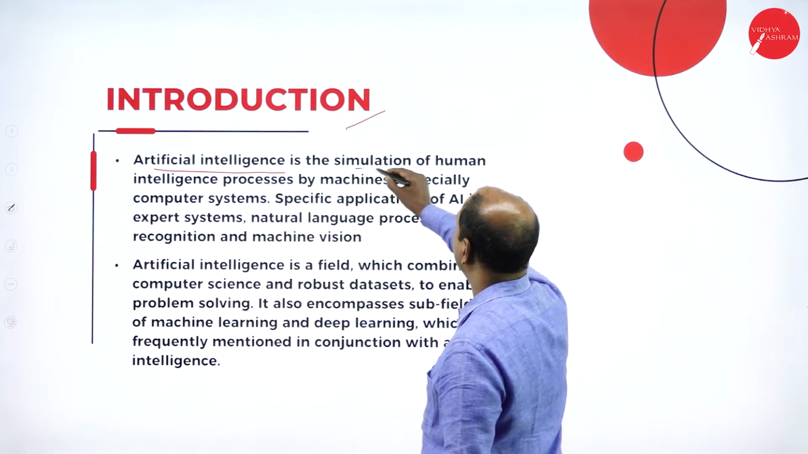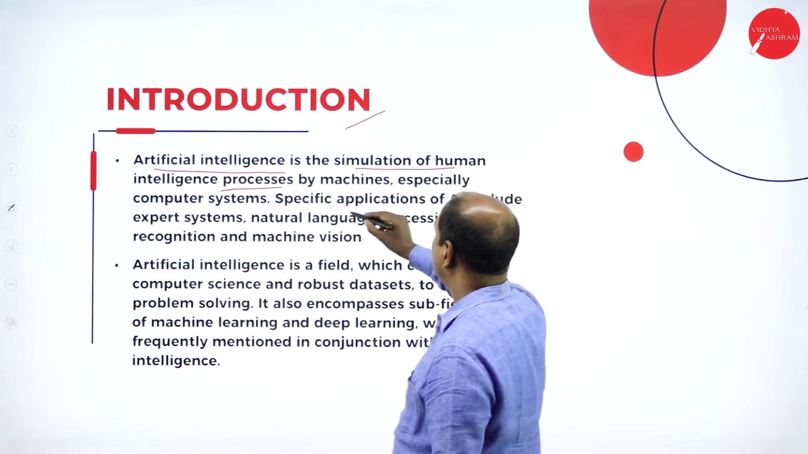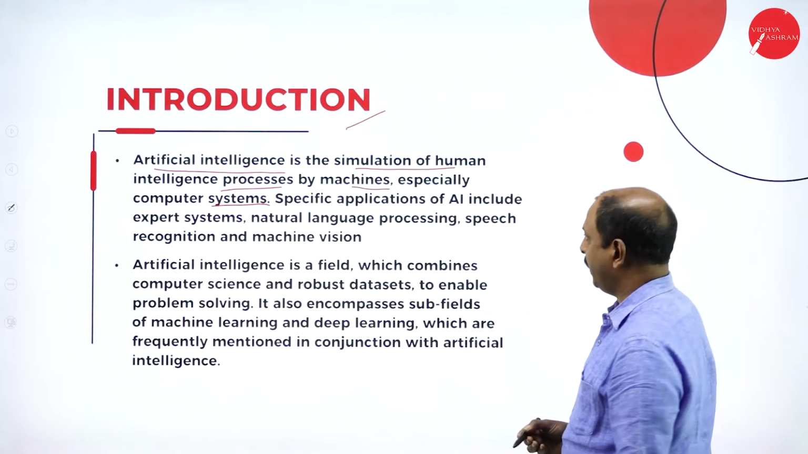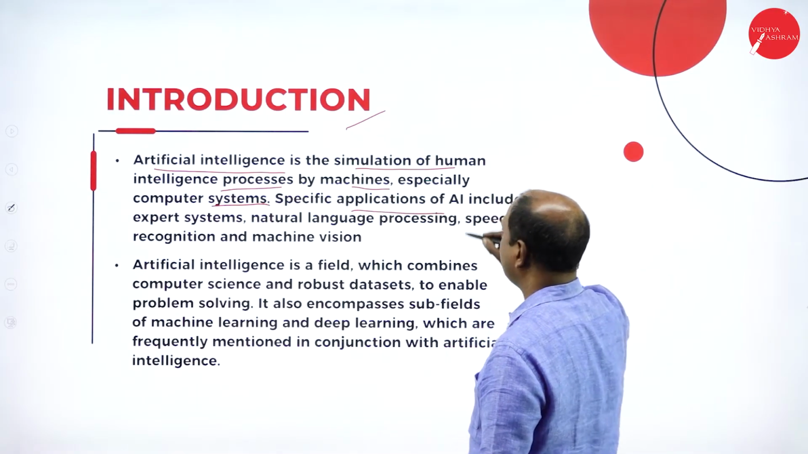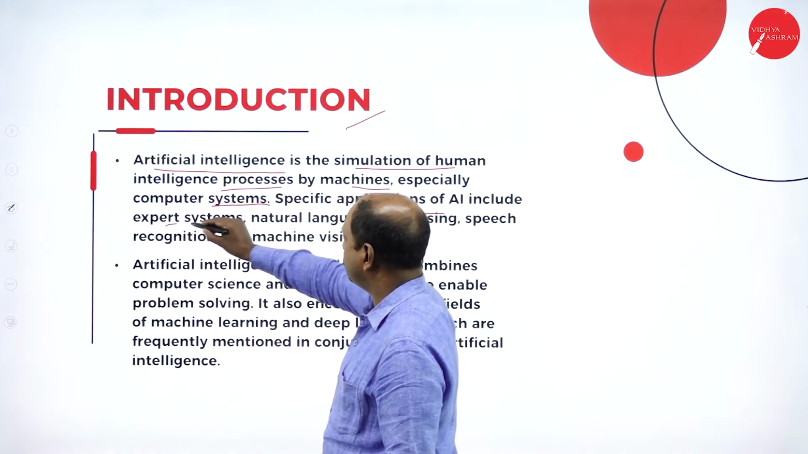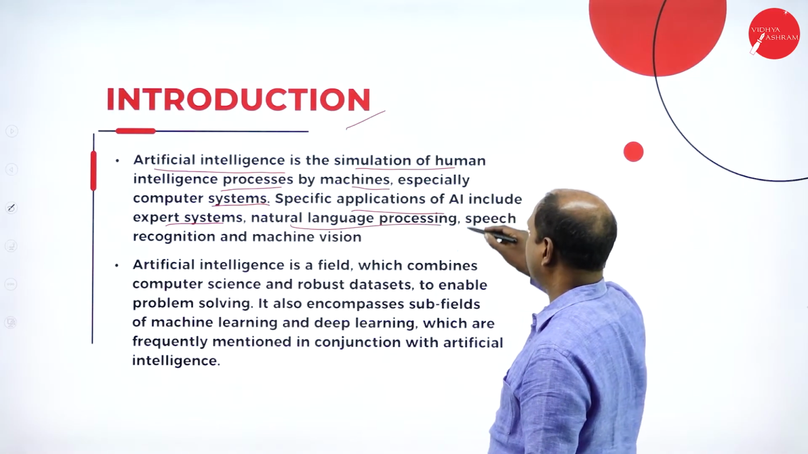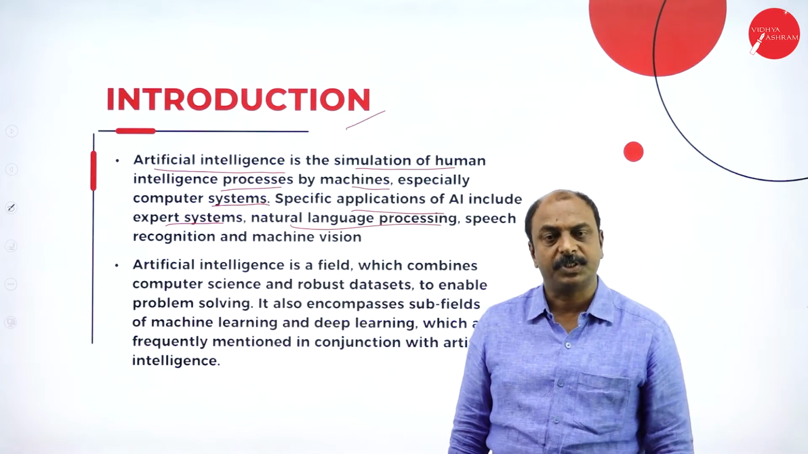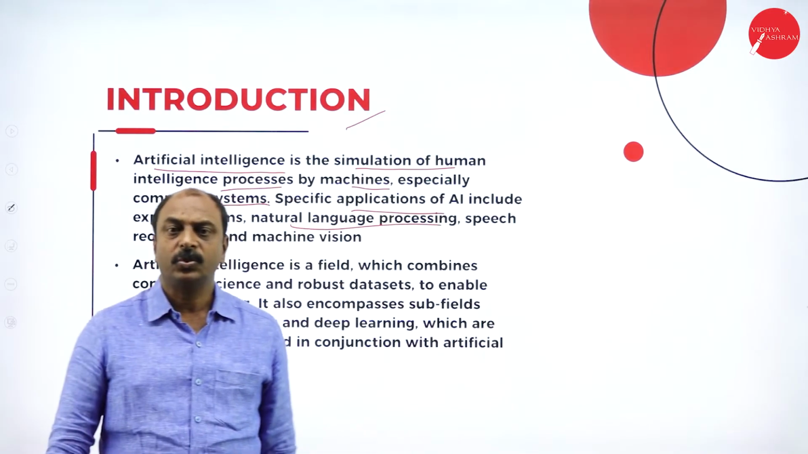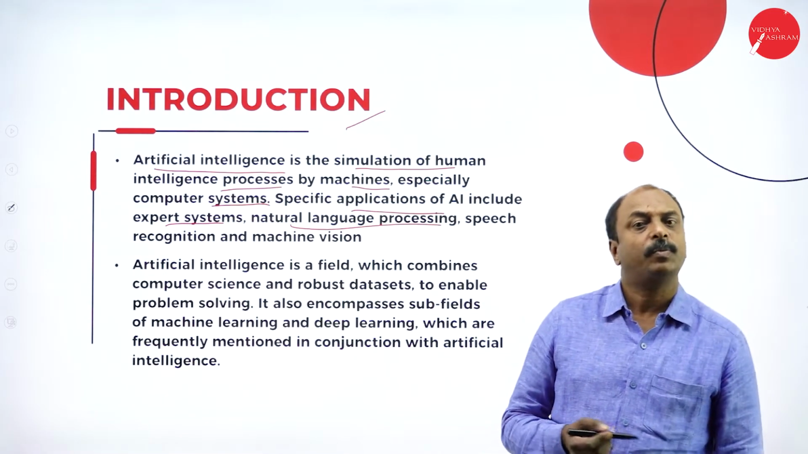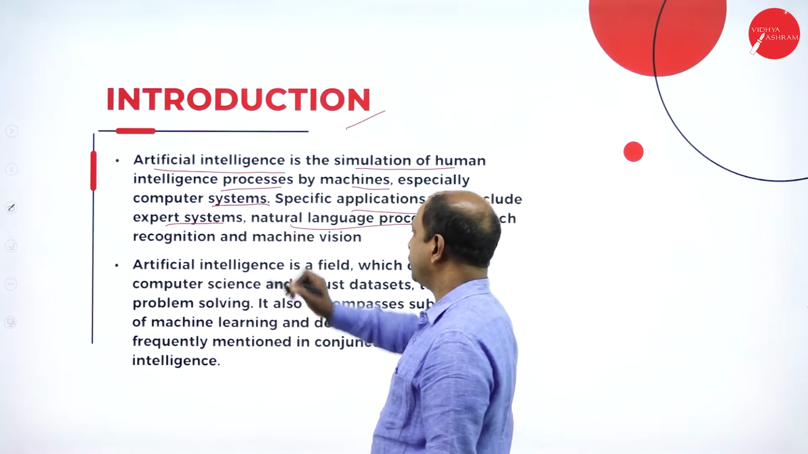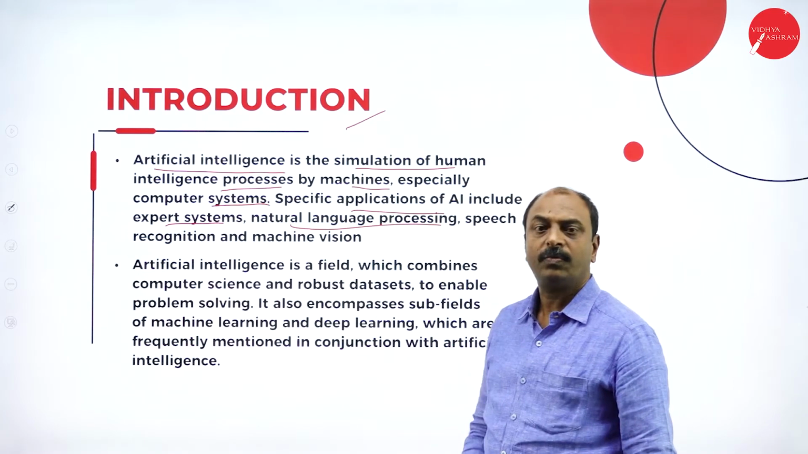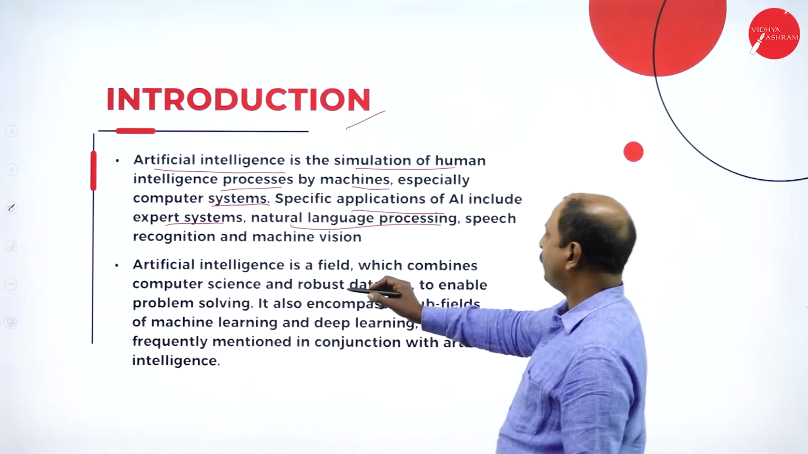It is the simulation of human intelligence processes by machines, especially computer systems. So this is the definition of AI and the different applications of AI. If you look into that, it includes expert systems, natural language processing (NLP), speech recognition and machine vision. An expert system is a part of AI, and it is going to work just like a human being. And NLP, natural language processing, and all these are different applications of AI. And it is a field.